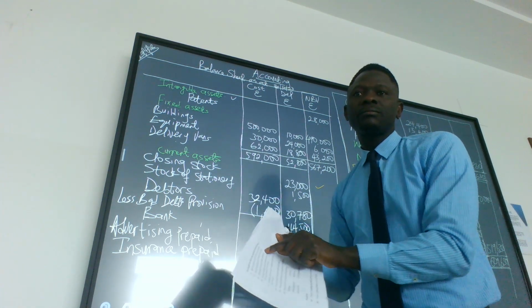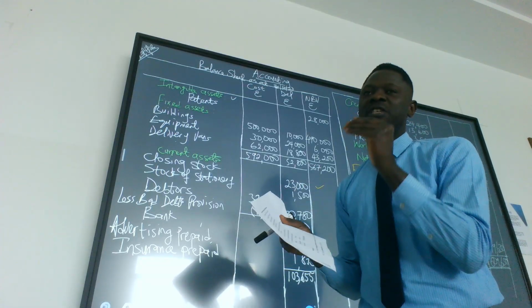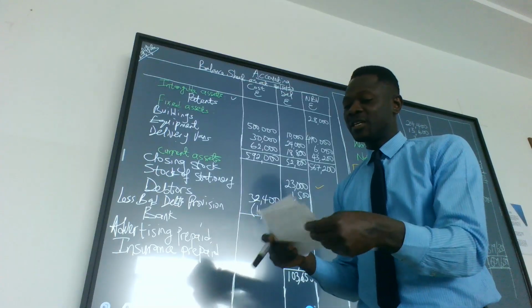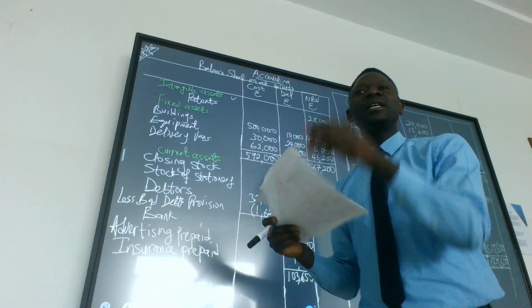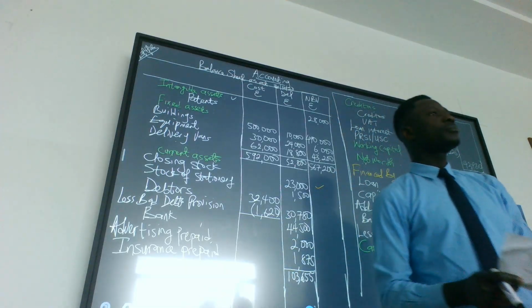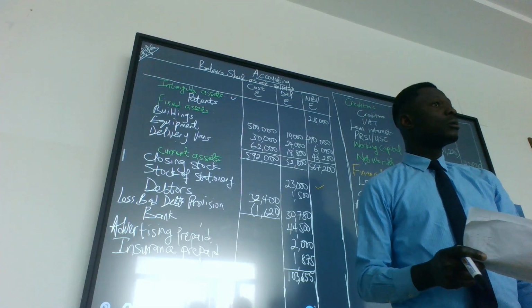No, 2,100. Hold on, please. Stock of stationery at the end of the year is 1,500. 1,500 minus 3,000 is the amount you spent on stationery for this year. Mr. Google has delivery van, depreciation. Yes.